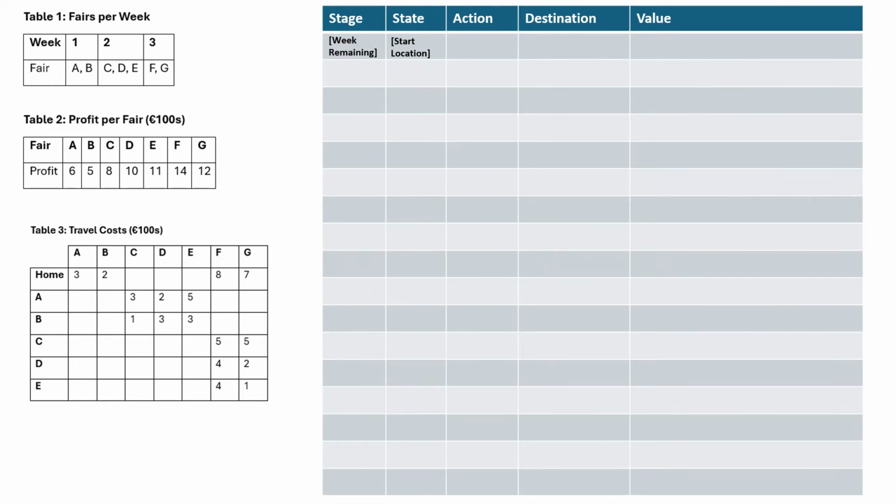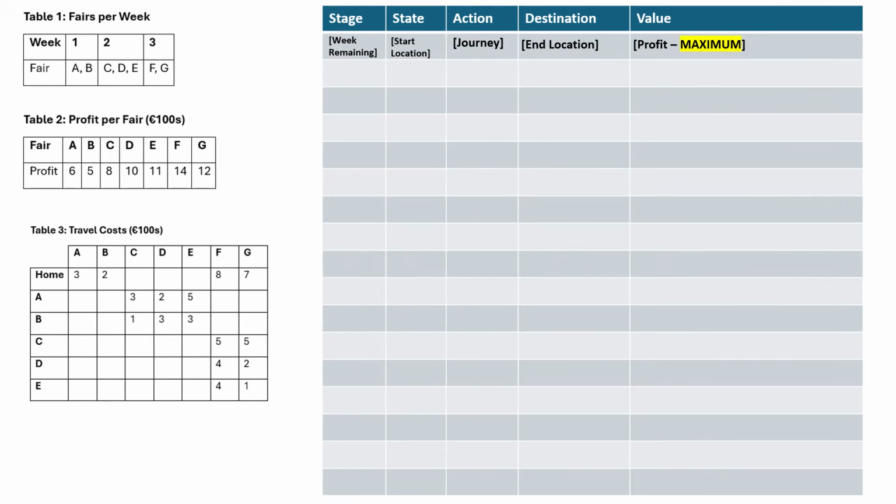So the state then is the start location. The action is then any travel or the journey that he's going to do. The destination is then the end location, and the value in this case is a profit. So we're thinking in terms of a maximum. I like these questions because these are quite close to our graph questions. They use nodes, they're quite straightforward to work with. I think this is like the closest to a graph question we can get without having a graph.